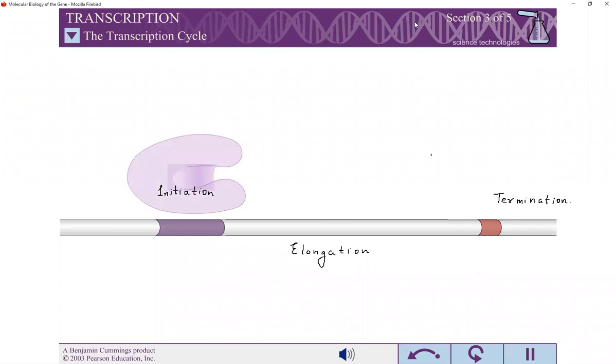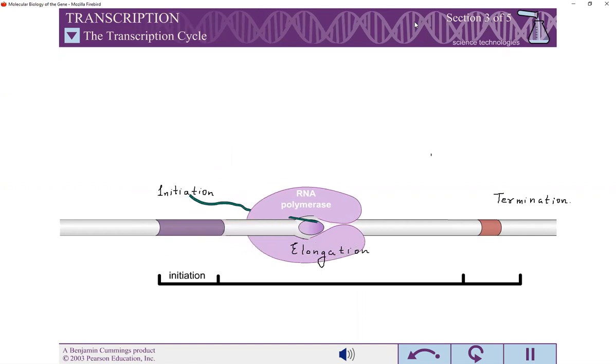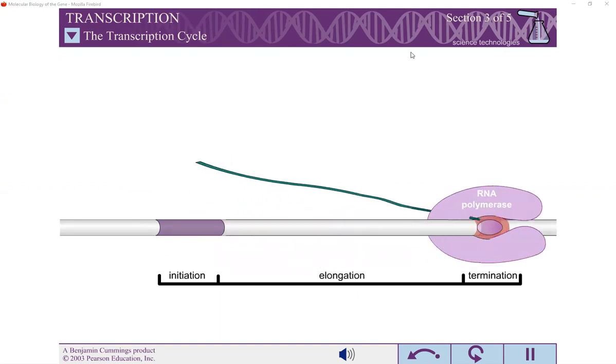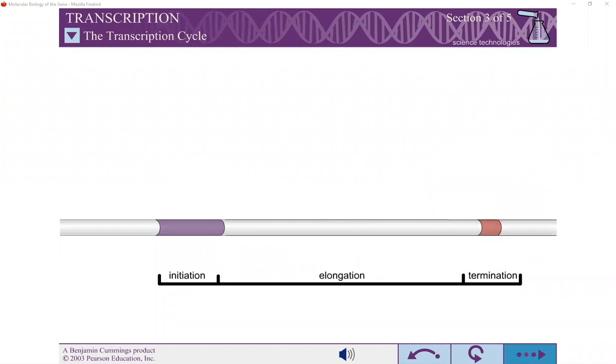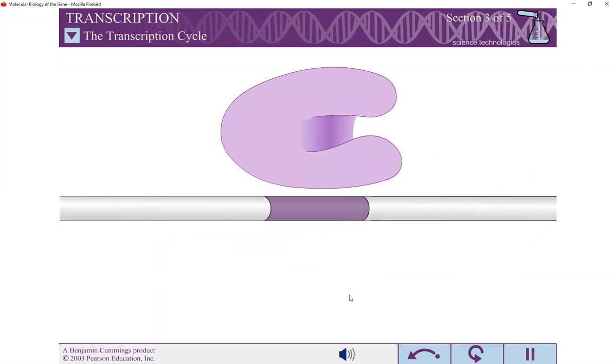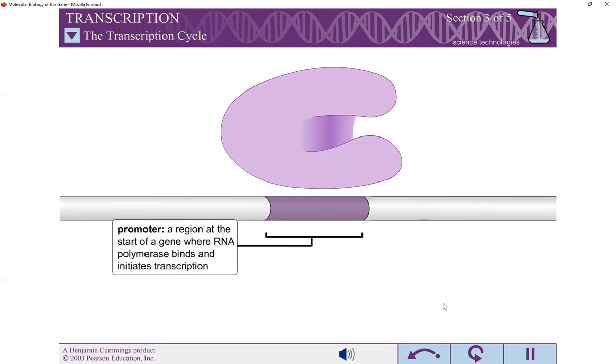Transcription cycle is divided into three phases: initiation, elongation, and termination. These are the three phases I have already told you. Transcription initiation can be divided into three steps. In the first step, RNA polymerase binds to a region of DNA called a promoter. In bacteria, this step involves an initiation factor called sigma, which recognizes it.